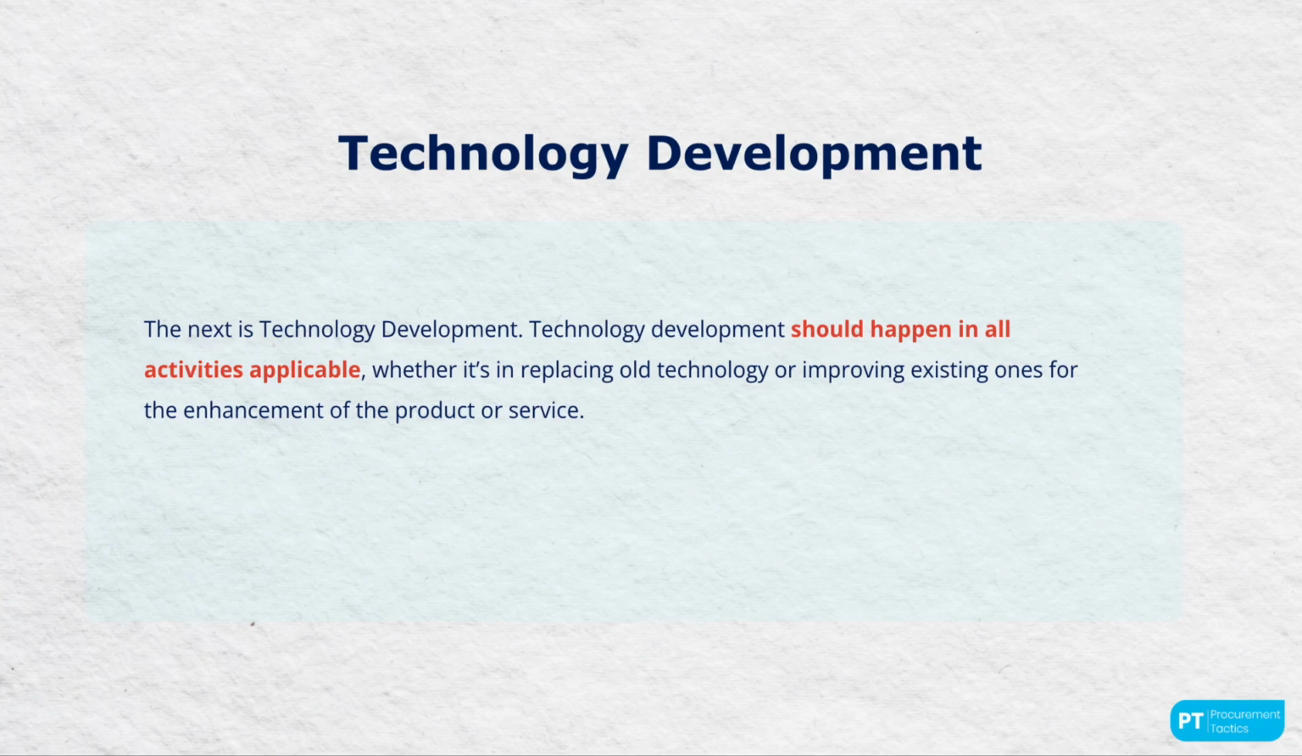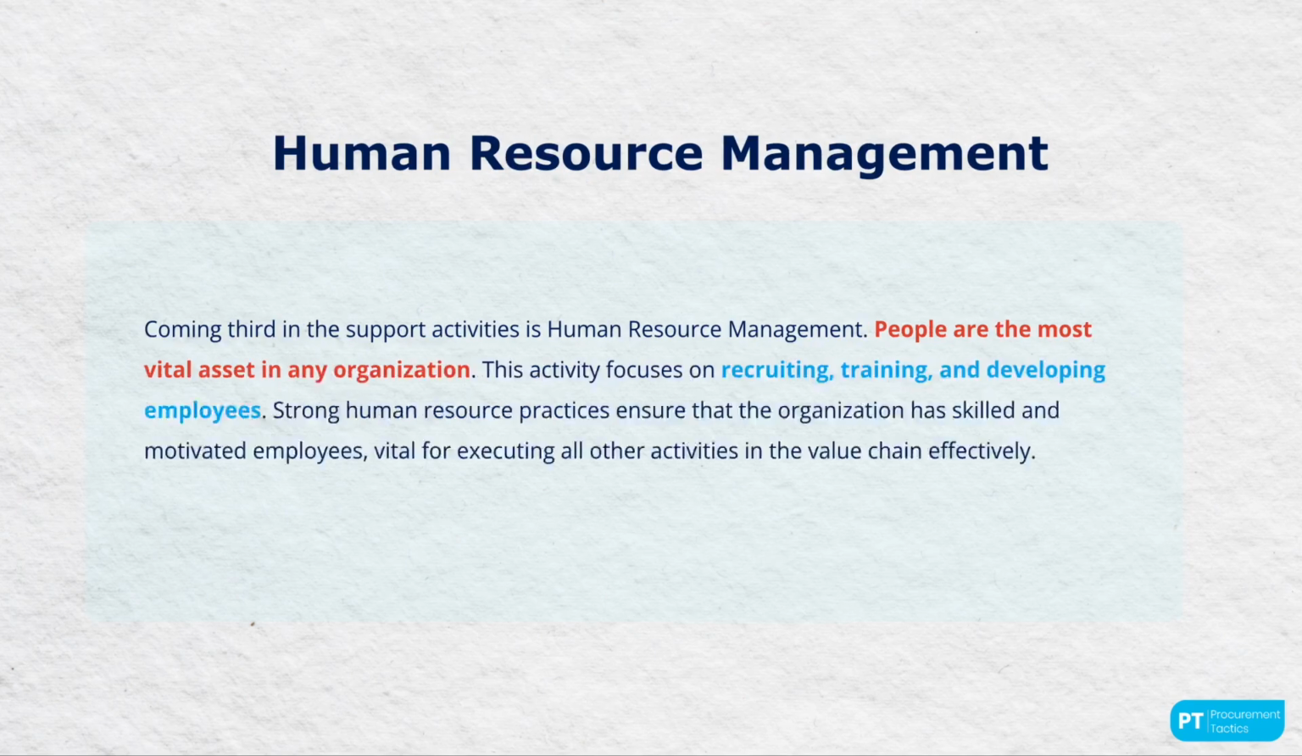The next is technology development. Technology development should happen in all activities applicable, whether it's in replacing old technology or improving existing ones for the enhancement of the product or service. Some technological improvements include, but are not limited to, information technology, research and development, and process automation. This is an area that procurement teams play a role in as well, since they are responsible for identifying and sourcing the right technology partners.